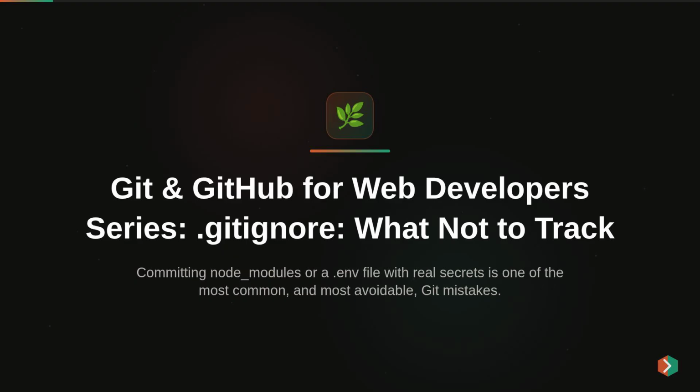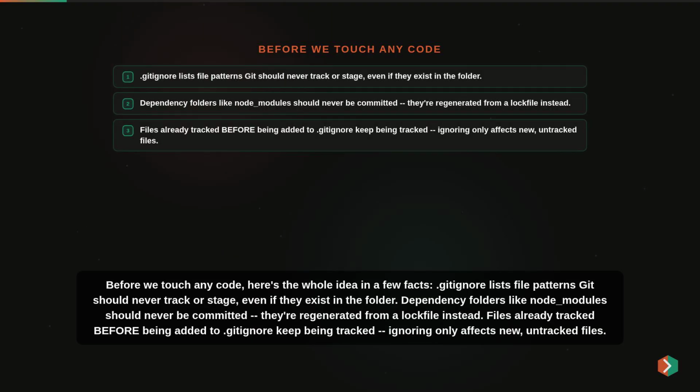Committing node_modules or a .env file with real secrets is one of the most common and most avoidable Git mistakes. Before we touch any code, here's the whole idea in a few facts.